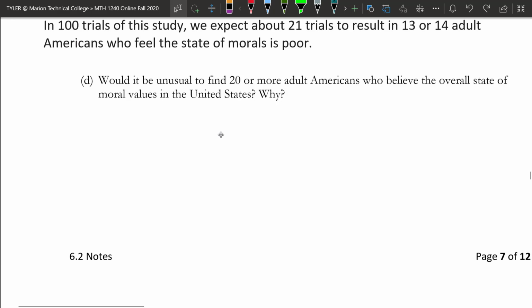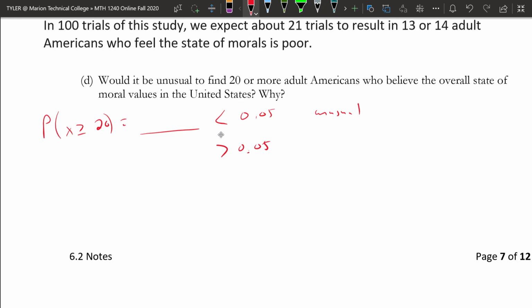So what we're trying to find is the probability that 20 or more, so that would be x greater than or equal to 20. We want to know what this value is. If this is less than 0.05, then it's unusual. If it's greater than 0.05, it's not unusual. In other words, it's usual.